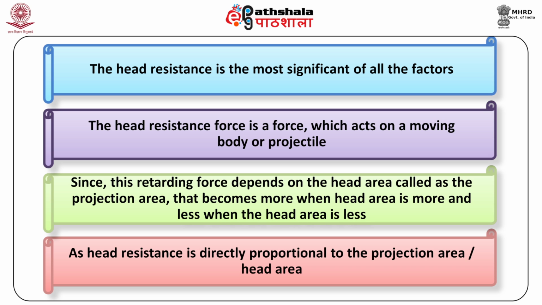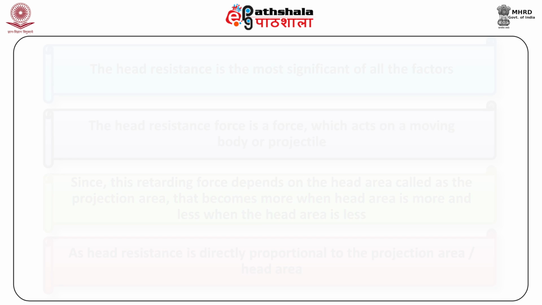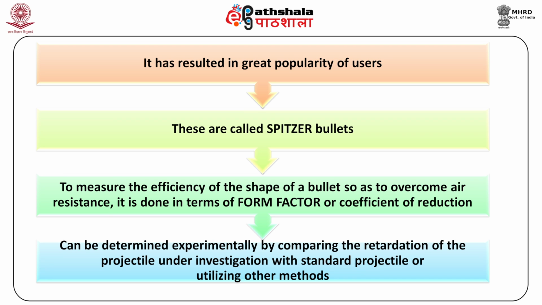The head resistance force is a force which acts on a moving body or projectile. Since this retarding force depends on the head area, called the projection area, it becomes more when the head area is more and less when the head area is less. As head resistance is directly proportional to the projection area or head area, it has resulted in great popularity of users. These are called Spitzer bullets.